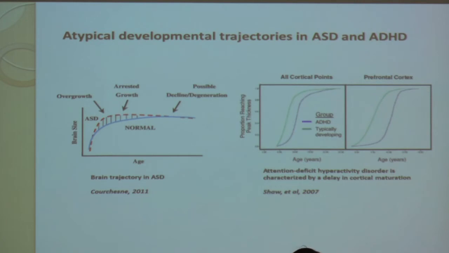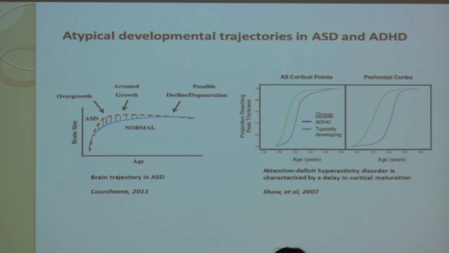This is to show the differences in trajectories of brain development. Here is the age and this is the size of the brain. This slide is for ADHD, and this is for autism. Children with autism have been found to have a very specific brain trajectory of development. At birth, their brain size may be, and this is in comparison to children who are developing typically, or who may not have autism or ADHD. This says normal, it should be typical actually.